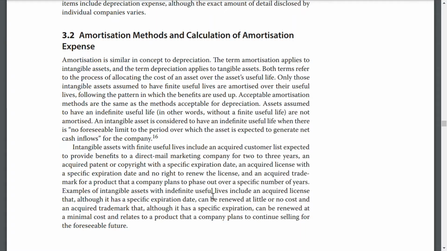Examples of intangible assets with indefinite useful lives include an acquired license that, although it has a specific expiration date, can be renewed at little or no cost, and an acquired trademark that, although it has a specific expiration date, can be renewed at a minimal cost and relates to a product that a company plans to continue selling for the foreseeable future.